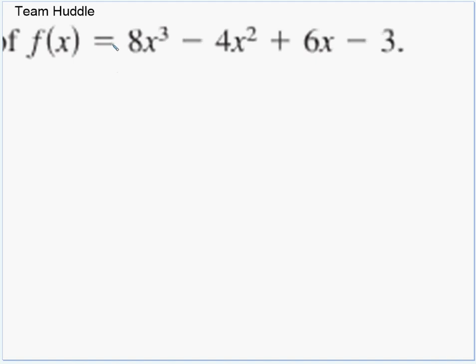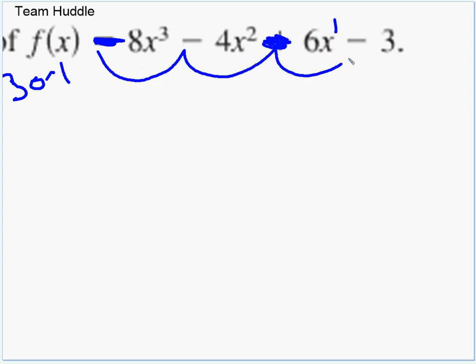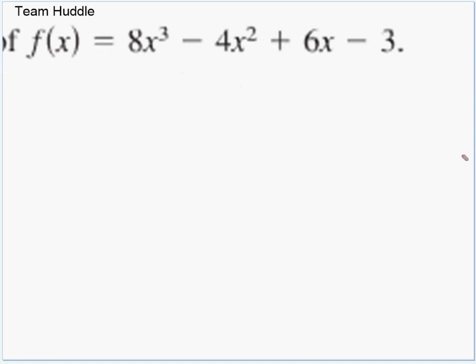Okay, looking at this, we have 1 sign change, 2 sign changes, 3 sign changes. So there's either 3 or 1 positive zeros. If I run a negative x through there, this odd one will change signs. This x to the first will change signs, and now they're all negative. So there are 0 negative solutions. So all our solutions are going to be positive.